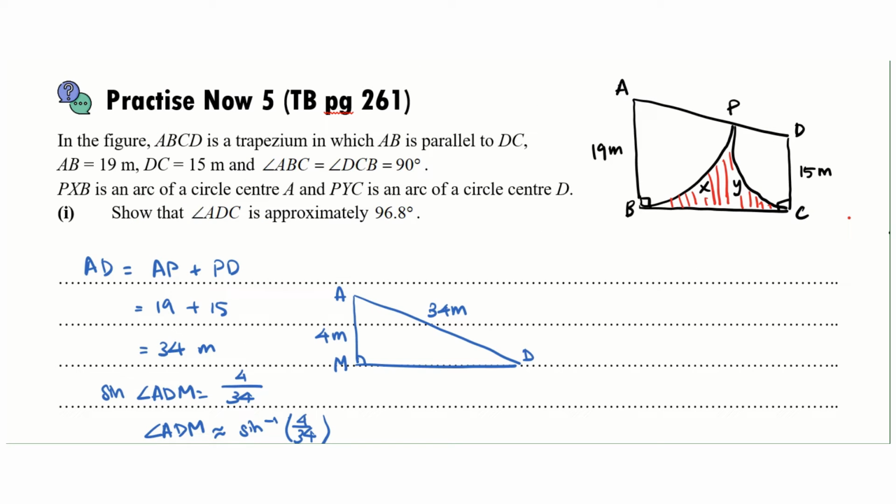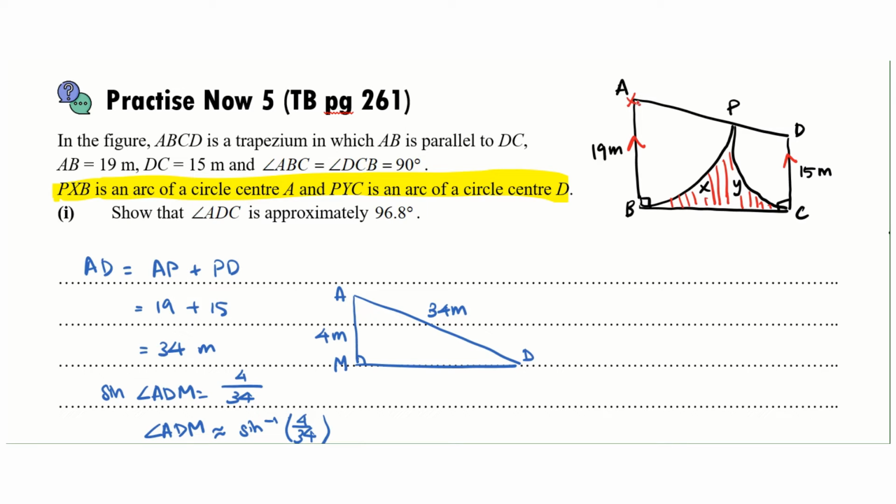Moving on to practice now 5, we are given that this figure ABCD is a trapezium in which AB is parallel to DC. So we have these two as parallel lines. Next, we are told that AB is 19 meters, DC is 15 meters, and angles ABC and DCB are 90 degrees. PXB is an arc of a circle, center A, and PYC is an arc of a circle, center D.